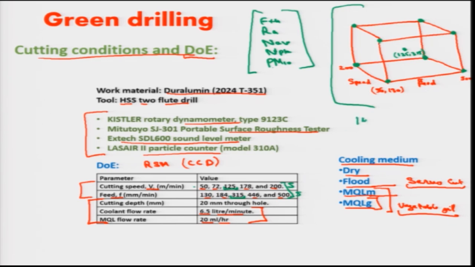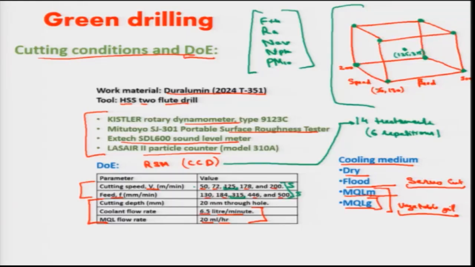Now 14 total experiments, 14 treatments I would say, are conducted using this RSM central composite design method, of which 6 are repetitions. What are those 6 repetitions? At the central point. Why? Because this central point 125, 315 is repeated multiple times to know the noise variables. Is the roughness that we are noting the same, or is the variation very high or low if we keep repeating the experiments? That is also important to note here, and in the sensitivity analysis it is noted when we have the final output.